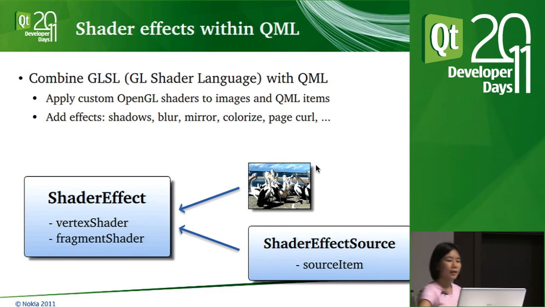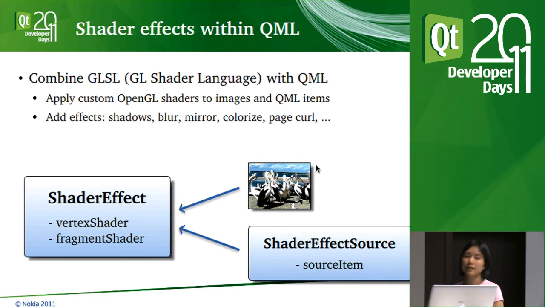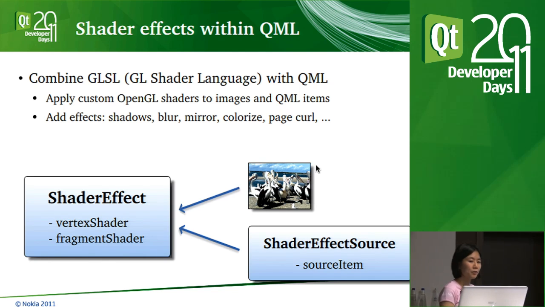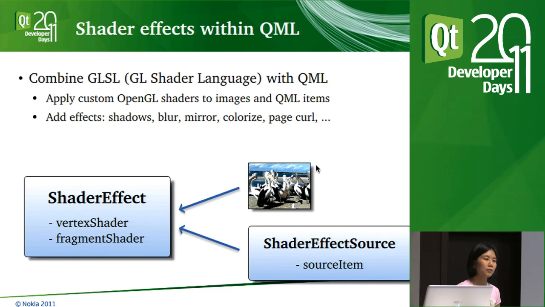Another really cool visual effects feature we've added in QtQuick 2 is shader effects, which comes with the scene graph. So you can actually combine GLSL code directly with your QML code. And this lets you control the graphics at a much lower level and add effects like shadows, blur, colorize, page curl, and anything else you can do with custom shaders, really. And you can apply this to both images and QML items.